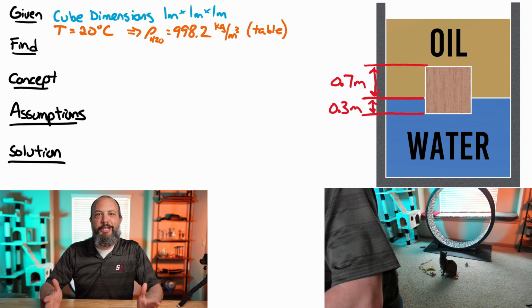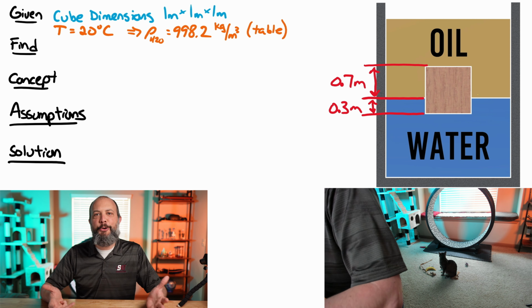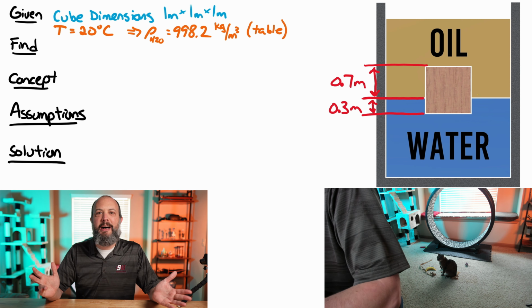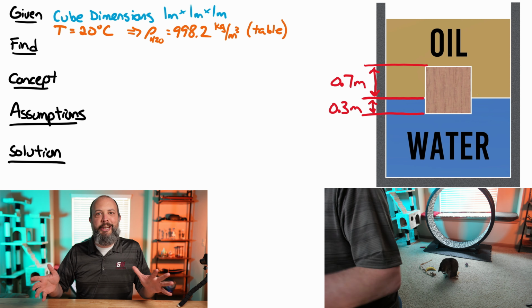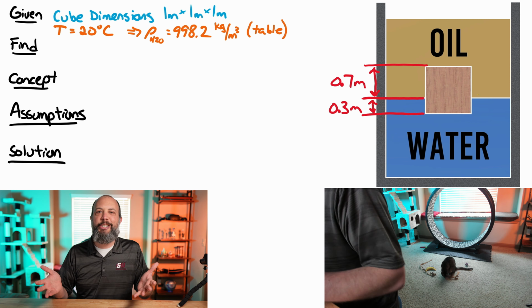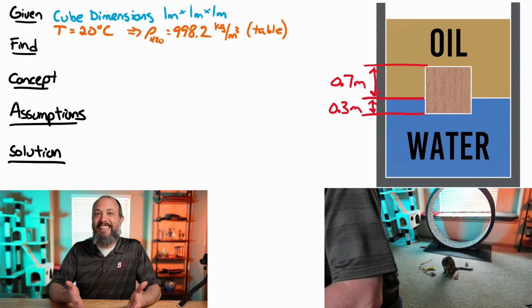All right, so let's take a look at this example problem where we have a wooden block that is floating at the interface between two liquids, water on the bottom and oil on the top. To make the math easier, we'll make this a gigantic cube of 1 meter on each side, and we'll say that the system is at 20 degrees Celsius. Now the temperature is important because it's going to affect the density of the liquids.